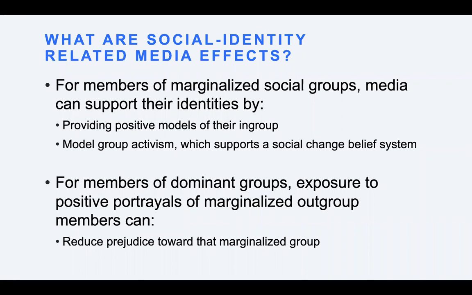So what are social identity related media effects? For members of marginalized social groups, media can support their identities by providing positive models of their in-group and by modeling group activism, which supports a social change belief system. And for members of the dominant group, exposure to positive portrayals of marginalized group members can reduce prejudice toward the marginalized group. And we'll talk more about that next week when we talk about intergroup contact theory.